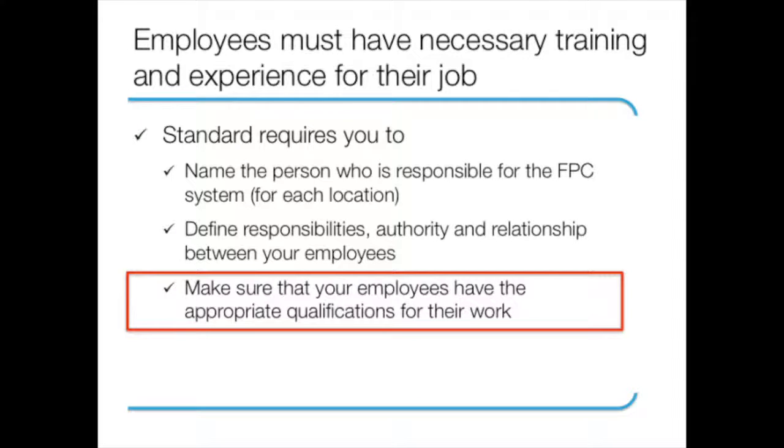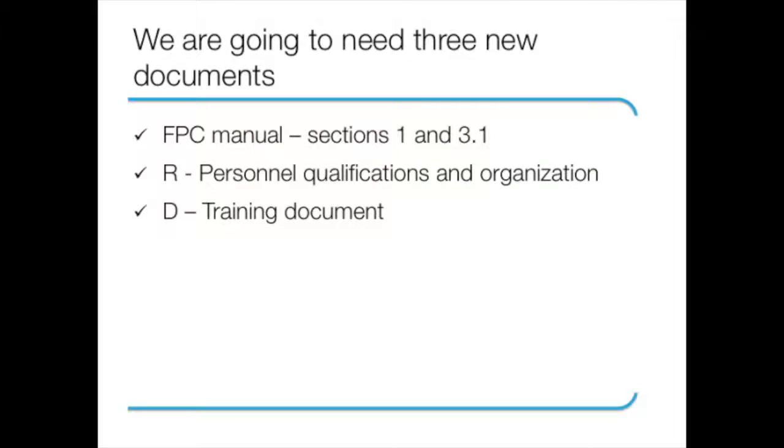In this particular standard, it is important to note that there are some minimum qualification requirements for your employees who perform some key tasks. But don't worry, we have included all the mandatory requirements in our FPC documentation. To meet these qualifications, you're going to need the following documents. First, the FPC Manual, Sections 1 and 3.1. Second, Personnel Qualifications and Organization, and third, the Training Document. As a first step, go ahead and download the 3 new documents from the right sidebar that have been made available in this step.